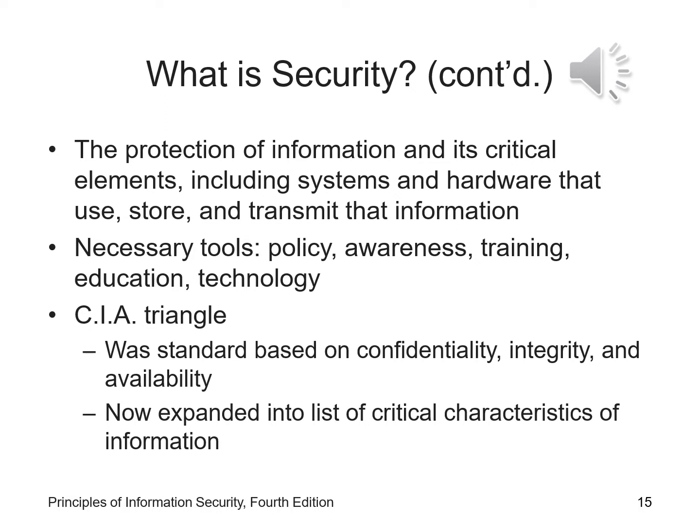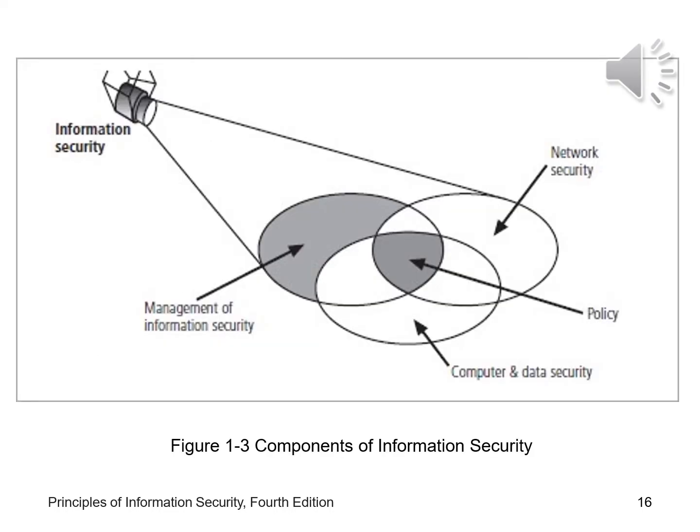The CIA Triangle is an industry standard for computer security since the development of the mainframe. The standard is based on three characteristics that describe the utility of information: confidentiality, integrity, and availability. This shows that information security includes the broad areas of information security management, data security, and network security.